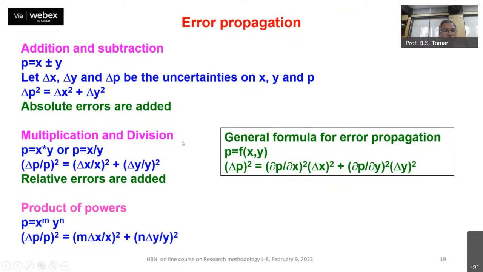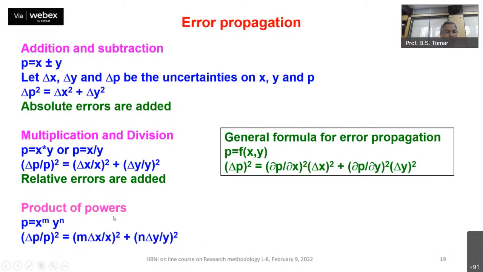But when you do multiplication and division, like p equal to x into y or p equal to x divided by y, in that case, the relative errors are added. So the relative error on p, (delta p by p) squared, equals (delta x by x) squared plus (delta y by y) squared. So delta p, if you want to find out, is the square root of (delta x by x) squared plus (delta y by y) squared, into p. That is how you can calculate the error on a number which is obtained by multiplication and division of two quantities. And the same applies to multiple quantities also.